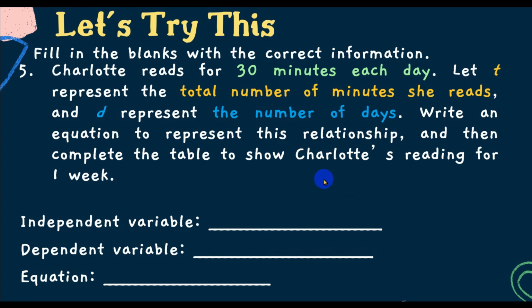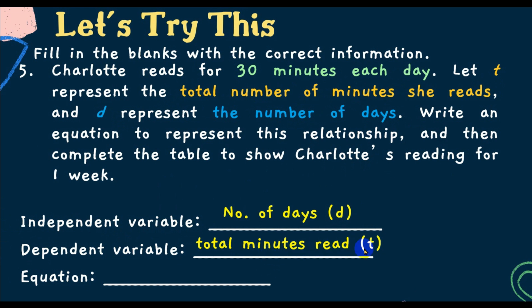So, sabi ko nga sa inyo kanina, pag may nabasa kayong total na word, it means na andoon yung ating dependent variable. Magbabago ang total, depende kung gaano kadaming araw nagbabasa si Charlotte. Okay? So, from the words total number of minutes she read, yun po yung ating dependent variable. For the independent variable, we have the number of days that Charlotte reads books. Okay? So, independent, number of days, and then dependent, total minutes read.